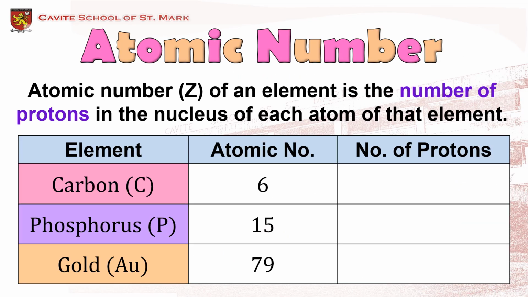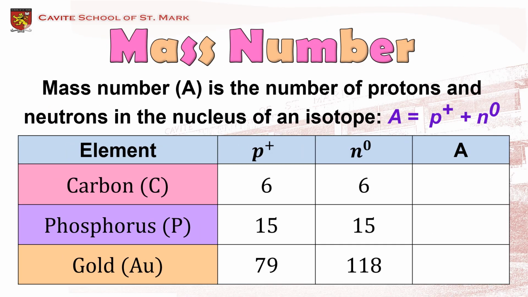Atomic number, which is written as Z, of an element is the number of protons in the nucleus of an atom of an element. For example, carbon is atomic number 6, meaning that it has 6 protons. Phosphorus is atomic number 15, it has 15 protons. Gold is atomic number 79, meaning that how many protons are there? You can write in the comment section and then confirm if you have gotten it right. Thank you.